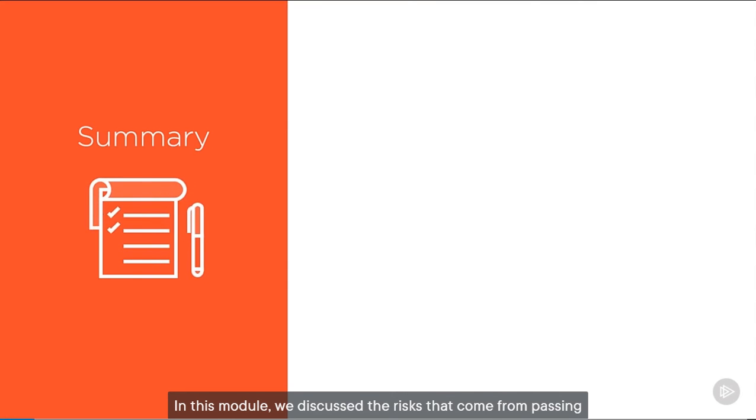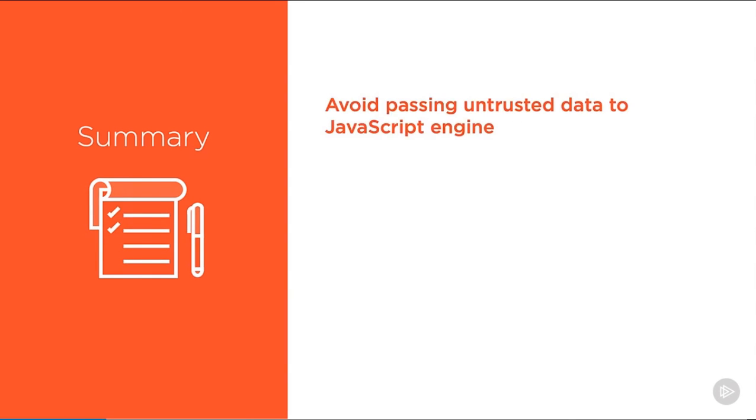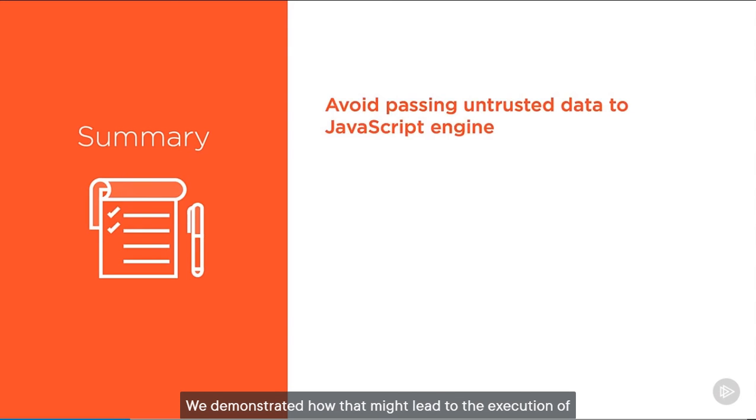In this module, we discussed the risks that come from passing untrusted input data to the JavaScript engine. We demonstrated how that might lead to the execution of the code provided by the attacker. We discussed the potential impact of such attacks, from denial of service, through modification of application code up to complete server takeover using web shells.